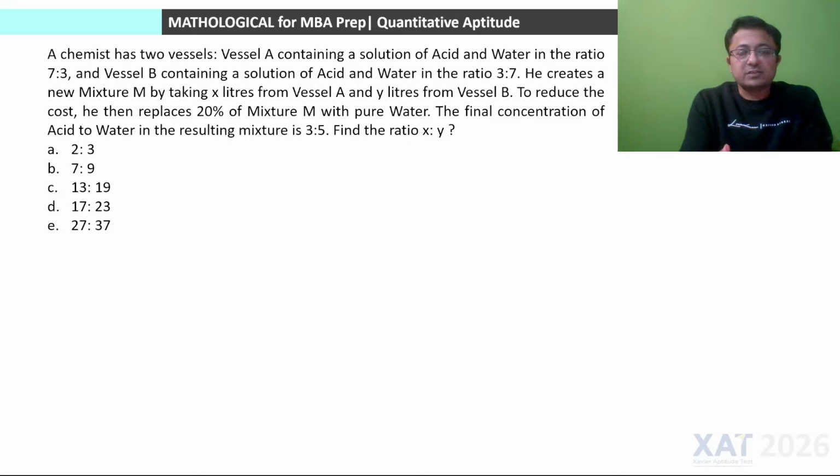To reduce the cost, he then replaces 20% of mixture M with pure water. The final concentration of acid to water in the resulting mixture is 3:5. So what will be the ratio X is to Y? What will be the ratio X is to Y?